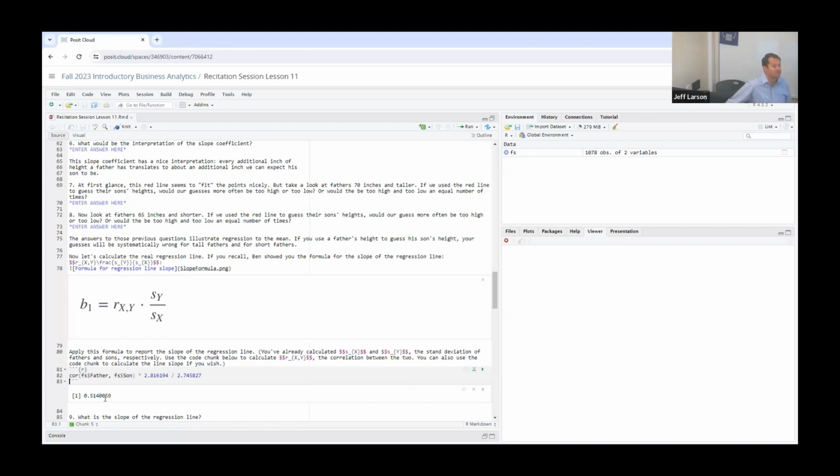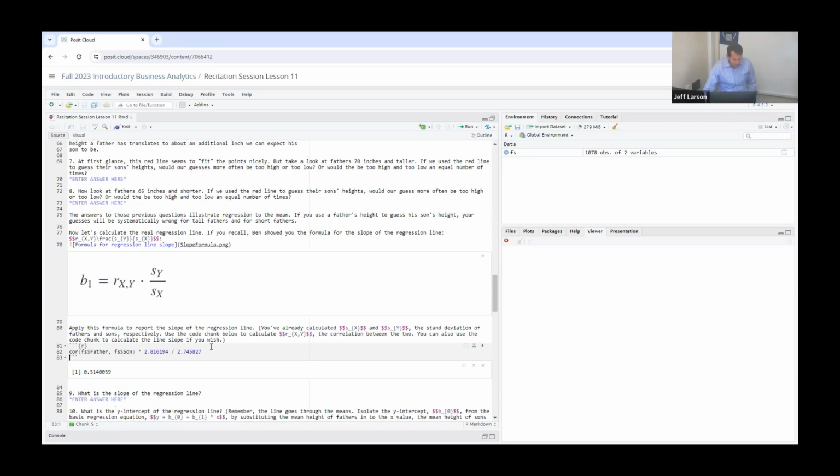Isn't it like each unit increase in x, which is what? What are the units in x? The height of the father. So for every inch a father gets taller, then the son gets taller by 0.51, the slope? Yeah. So for every inch a father is taller, we expect their son to be a half inch taller. Not a full inch taller, just a half inch taller. Okay.